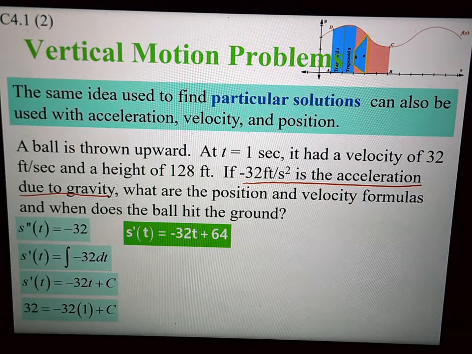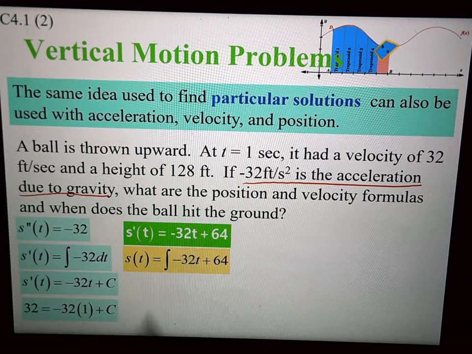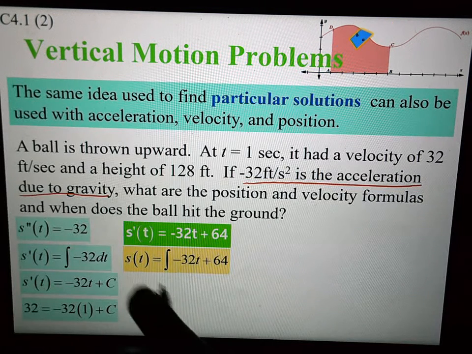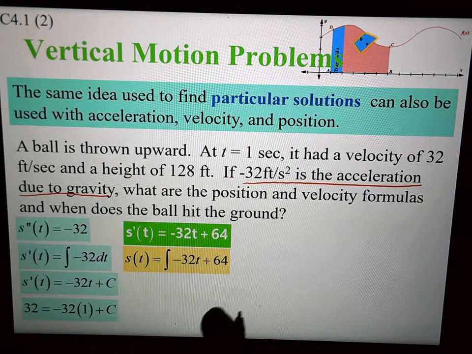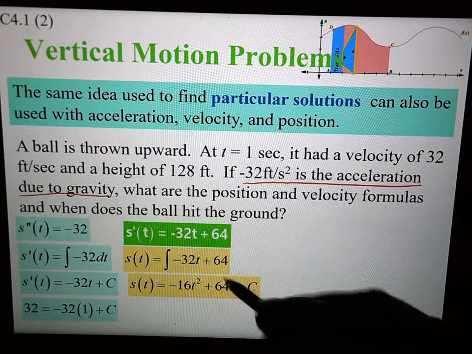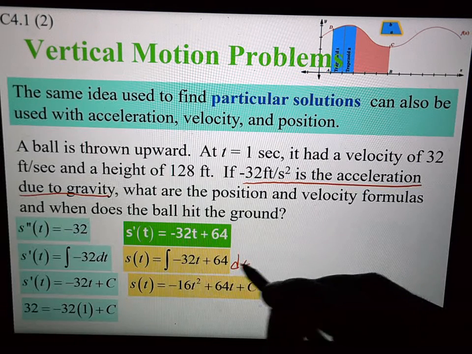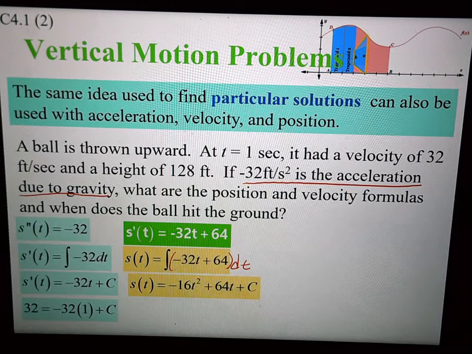But I need the position formula. So what do I need to do to this velocity formula? I'm hoping you realize you need to integrate it. When you integrate this with respect to time, which I don't see in my work like I did over here, I'm now at the position formula, aren't I? Okay, I feel like there should be a d over t here, and there's not, and that bugs me. So add that to your notes.